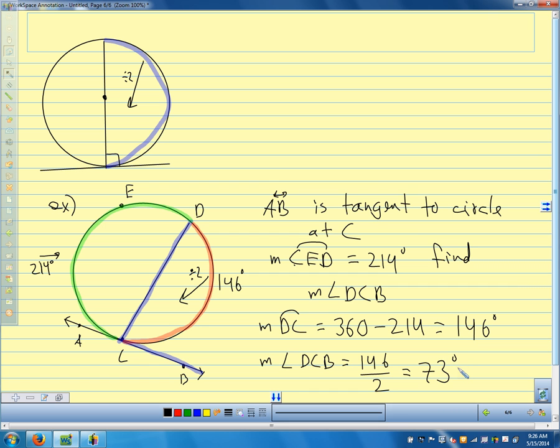All right, questions? So big picture today, inscribed angle: when our vertex is on the circle, to go from the angle to the arc, multiply by 2; to go from the arc to the angle, divide by 2. That's our big idea for today.